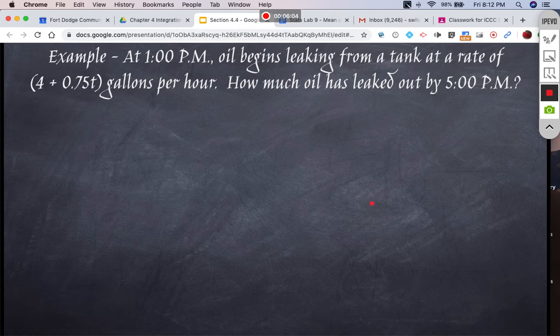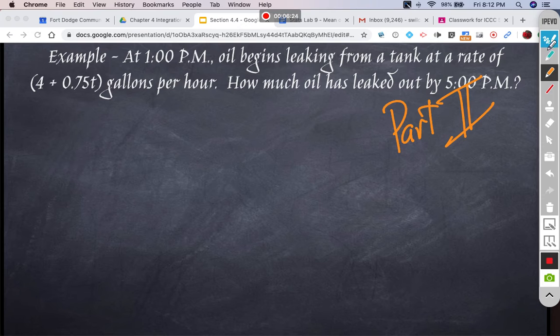So first, at 1 p.m., oil begins leaking from a tank at a rate of 4 plus 0.75 t gallons per hour. How much oil has leaked out by 5 p.m.?